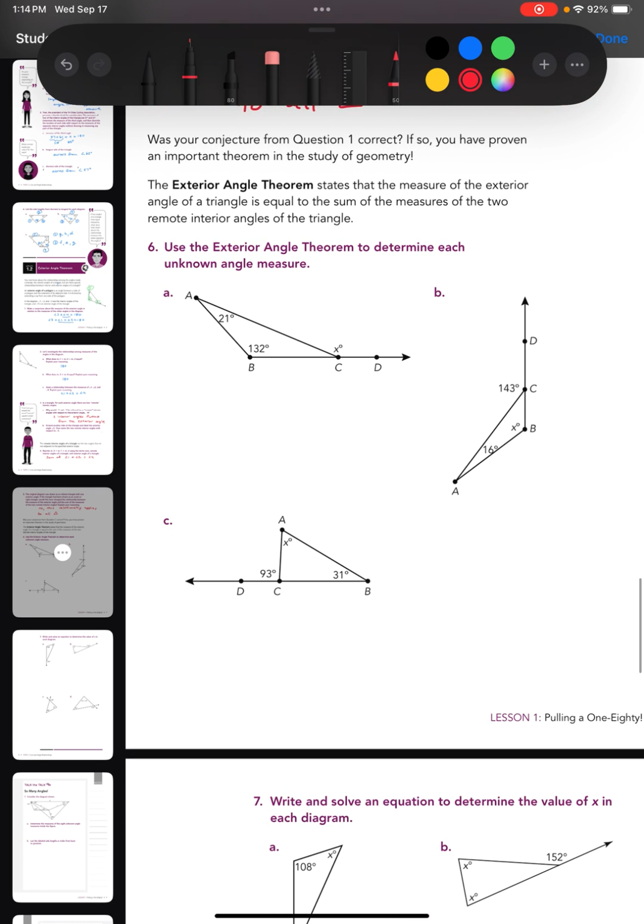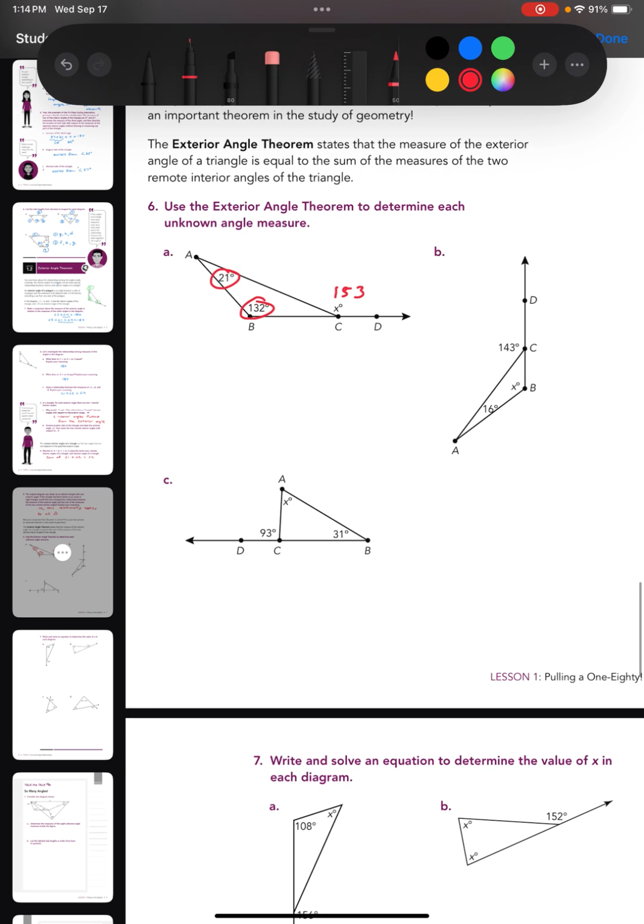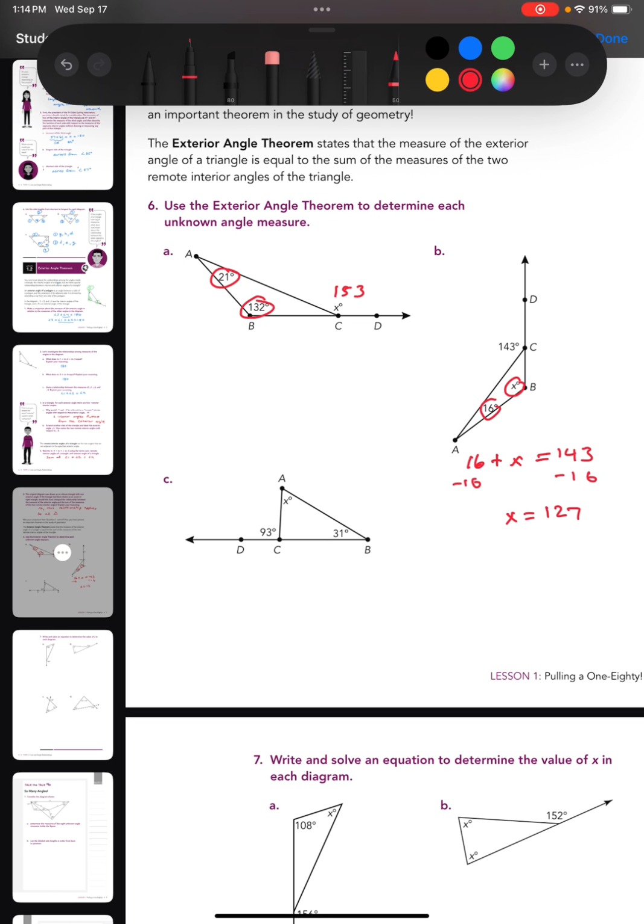Okay, so using this theorem now that we know, the exterior angle theorem, looking at A here, x has to be equal to the sum of 21 and 32. And if you add those together, you'll find that that's 53. We can do that for each one of these triangles now. So for instance, on B, we're given the exterior and one of the remote interior. So we know that 16 plus x, these two, have to be equal to 143. So if we solve for x and subtract 16, we are going to get that x equals 127 degrees.